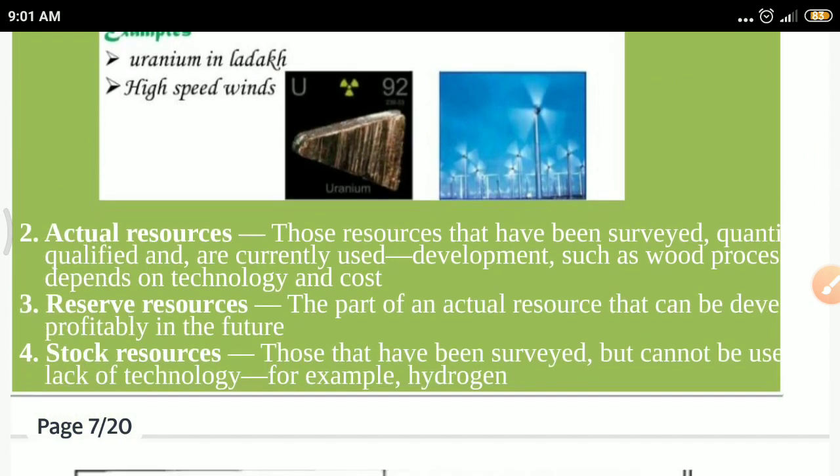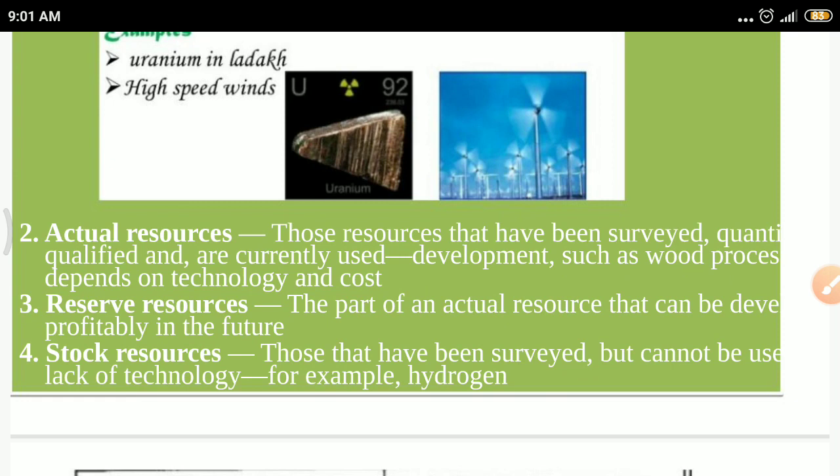What is meant by actual resources? The resources which we are actually using, for example, wood, some technology, or the resources which at present have been surveyed, quantified and qualified, and are currently in use. Those resources are called actual resources. For example, our fuel is an actual resource. Use of electricity is our actual resource.